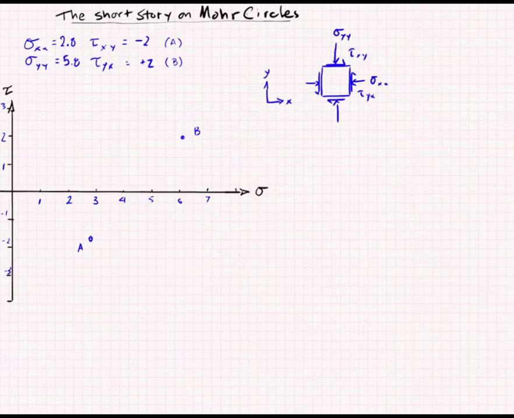So to do that, since we know that the circle has to straddle the sigma axis, we can draw a line that will join A and B and will form a diameter that will cross the sigma axis at the mean stress, the midpoint between sigma xx and sigma yy, which also forms the center of the circle that we will draw from these data. So let's see if we can draw this in. Here is the line joining our points A and B, crossing the sigma axis at 4.5.